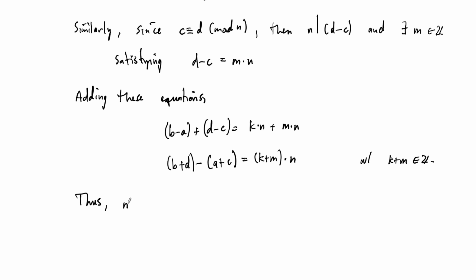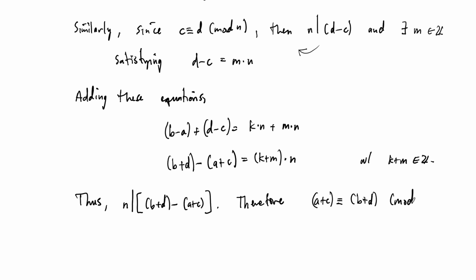So thus, what does this mean? This means that n divides this difference, b plus d minus a plus c. And then just unpacking our definition of the modular equivalence, going the other direction now, going back this way, what do we get? We can say, therefore, a plus c, the thing on the right-hand side of the subtraction, the way we've written this, is congruent to b plus d modulo n. All right, so this has been proved now.